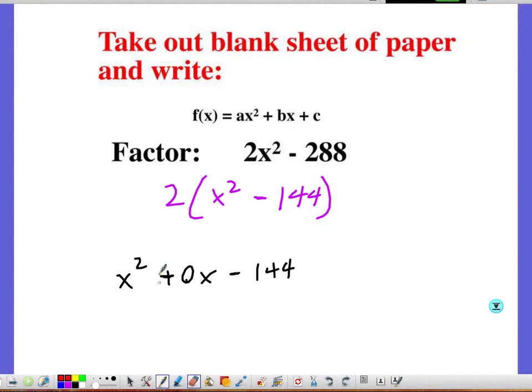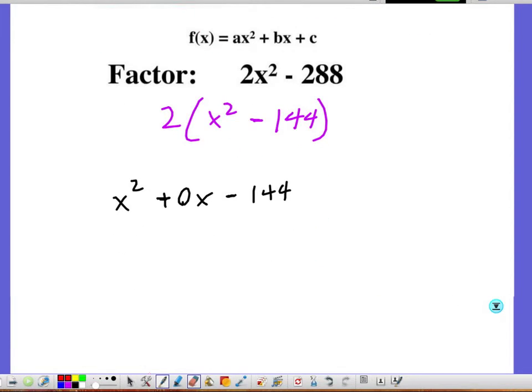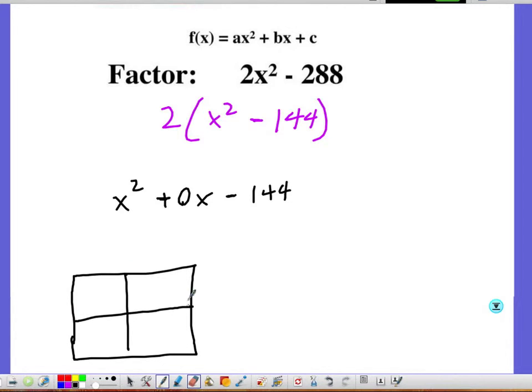And the reason we want to put it like this is because this is going to help us with factoring it into 2 parentheses. Alright, so let's go ahead and create our box. Right there. There we go. Again, x squared always goes in the top left box, and my constant goes in my bottom right box, which is negative 144.